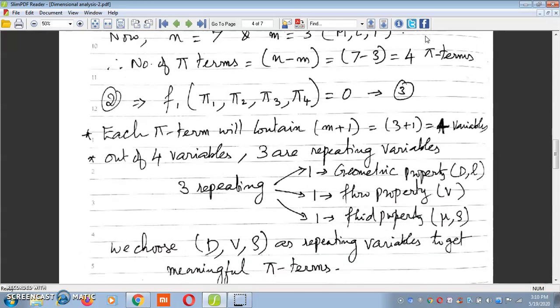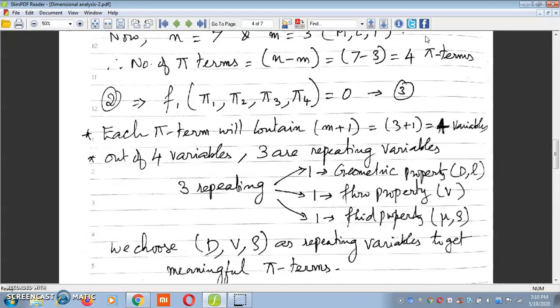Remember, each pi term will have 3 repeating variables, and now I will have to choose one as a geometric property, one as a flow property, and another one as a fluid property. In this problem there are 2 geometric properties, diameter and length. There is one flow property, velocity, and 2 fluid properties, viscosity and density.